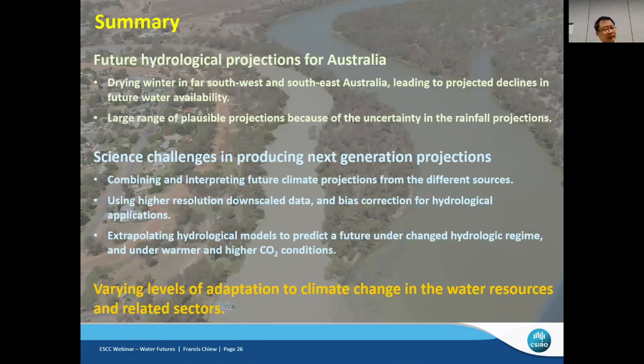I think I've shown some examples, and really there are varying levels of adaptation to climate change in many sectors, including water resource sectors. But it's very important that we combine the science together with the stakeholders directly so that we can translate and communicate the best information, I suppose, to guide policy decisions and to guide adaptation in the water resources and related sectors.